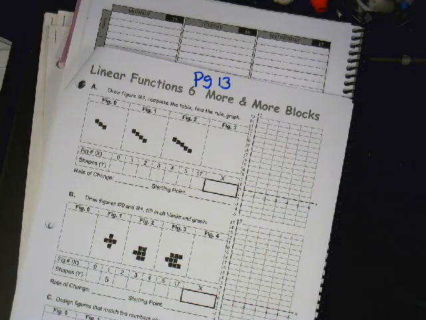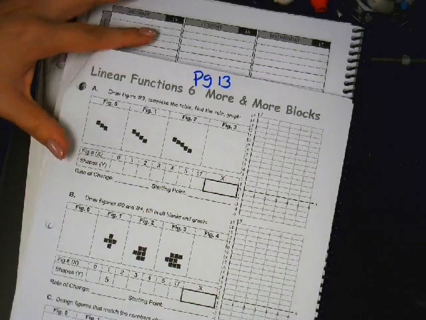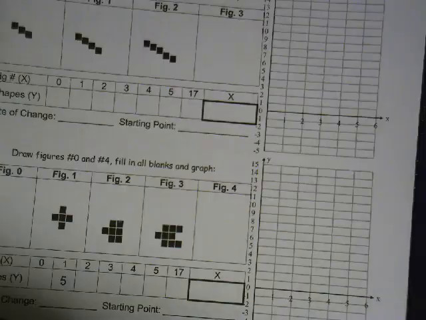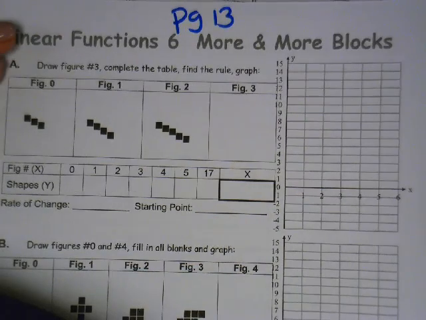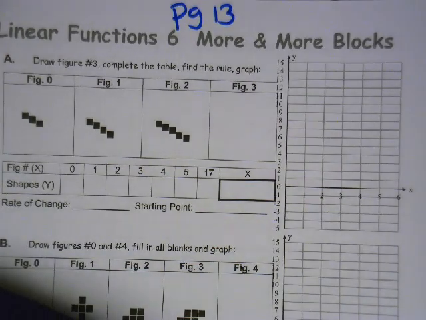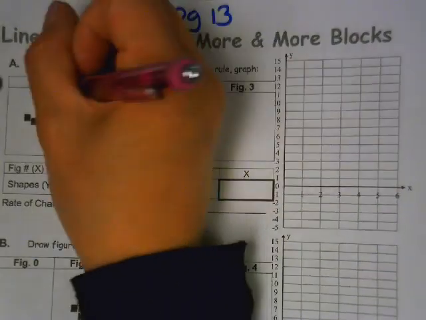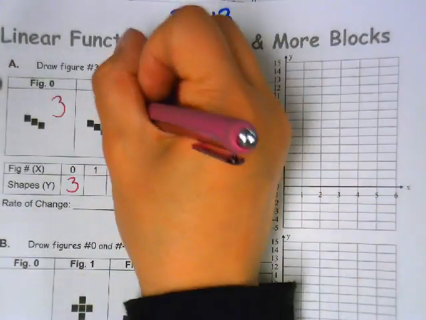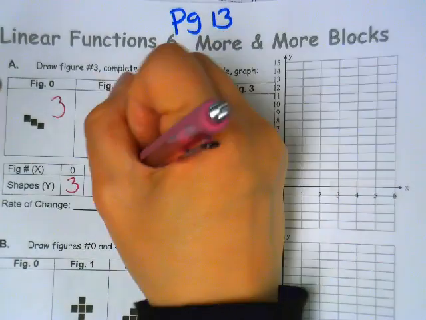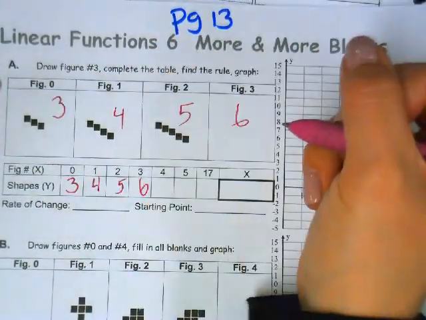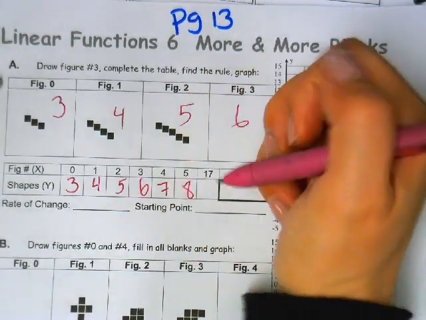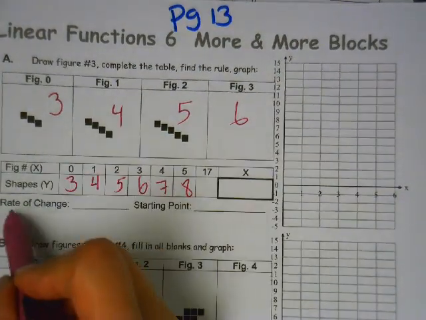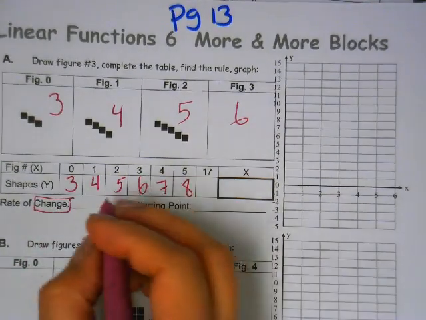Alright, so what's the first thing you should do when you see these problems? Count. Very good. So let's start counting the squares and filling in the numbers. We're counting the squares on page 13. Okay, how many in figure 0? Figure 1? Figure 2? Figure 3? Figure 4? Figure 5? Good, right? So what is my rate of change? Keyword being change. 1, very good.